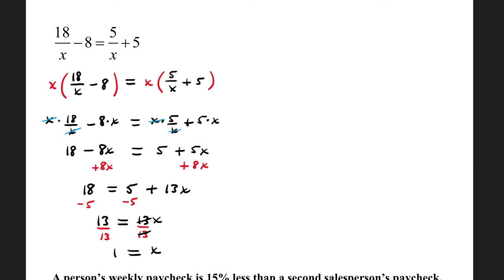Moving the variables to one side, you guys recommended in class that we add 8x to both sides, so that's what we did. That left 18, that goes to 0, equals 5. 8x plus 5x is 13x. And then now to move the constants to the other side, subtract 5, that's 13 equals 13x. And finally dividing by 13, that gives us x equals 1.